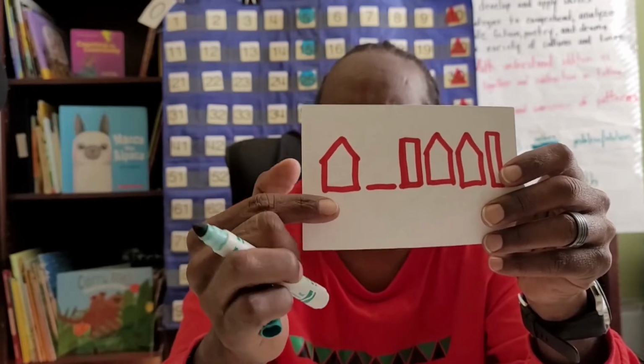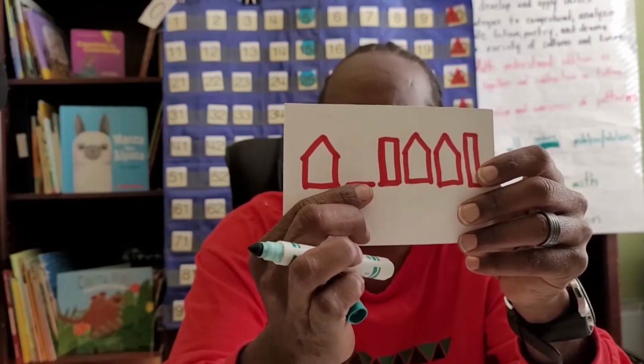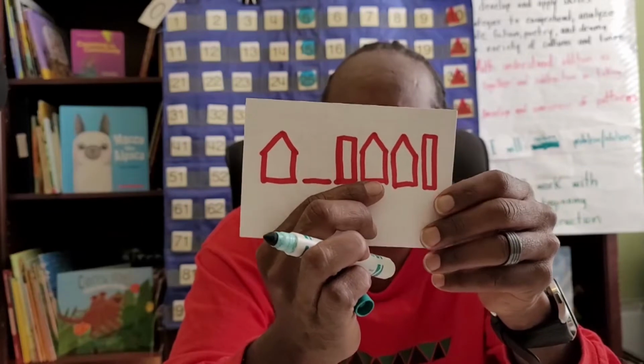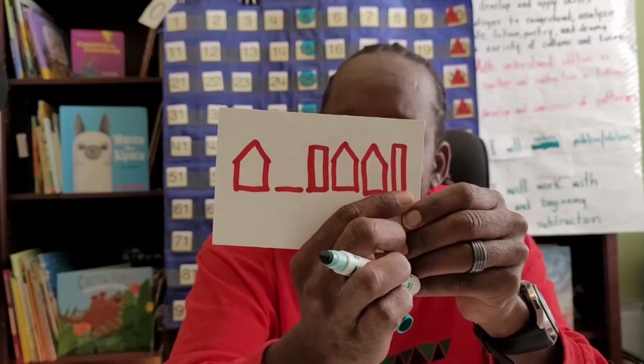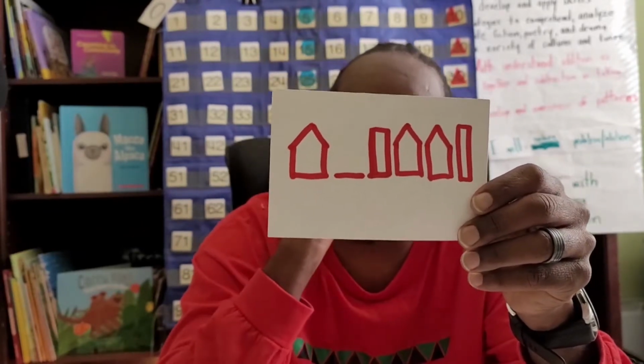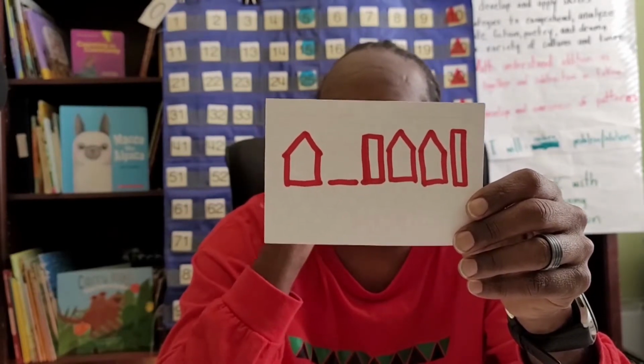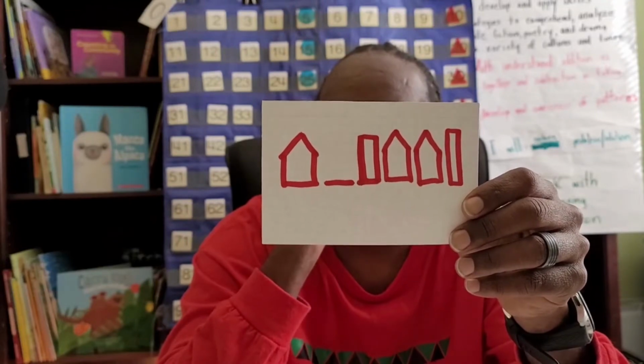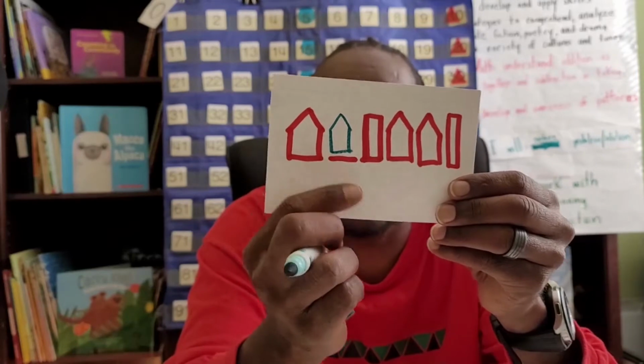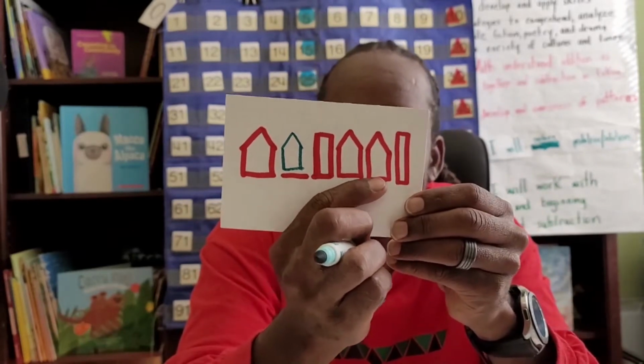Let's look at our pattern. Pentagon, blank, rectangle. Pentagon, pentagon, rectangle. What goes right there, Lyric? Yes, a pentagon. You are right. Pentagon, pentagon, rectangle. That is so right. You're getting so good at those patterns.